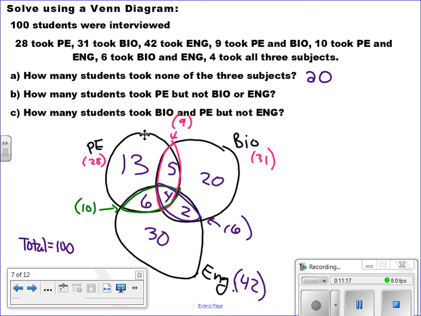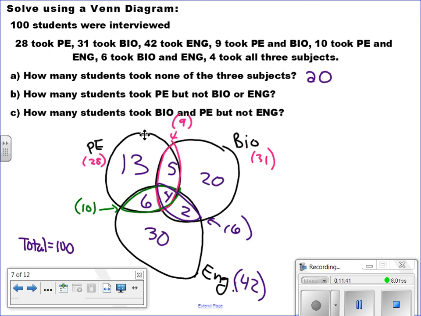Why can't you just add up the 3, like 28, 31, and 42? Because those include overlap. So like 28 and 42, these numbers include the 10 people that took both of these subjects. Do you know what I mean? So those 10 people would end up getting counted twice in your method. Okay. Make sense?